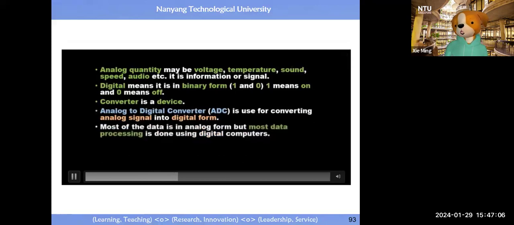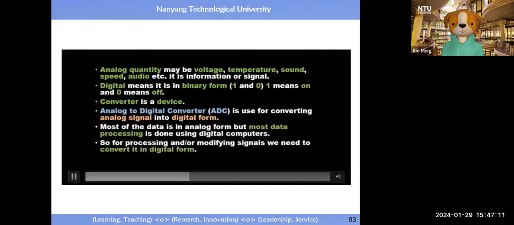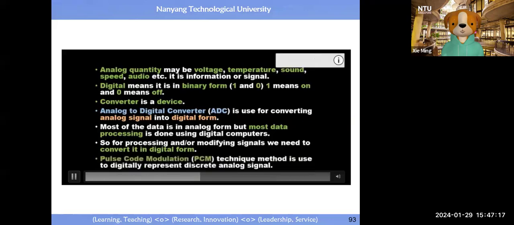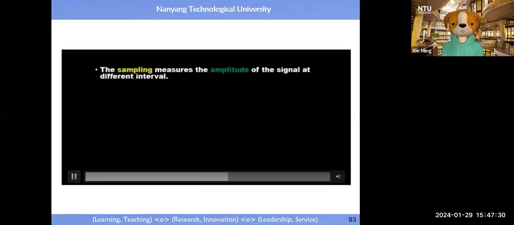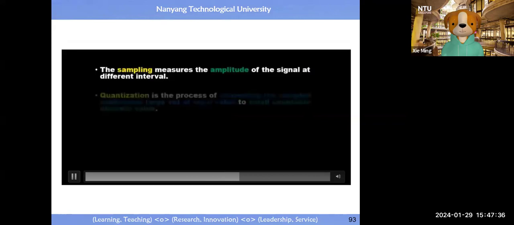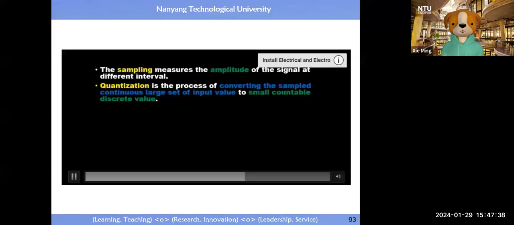Most of the data is in analog form, but most data processing is done using digital computers. So for processing and/or modifying signals, we need to convert it into digital form. Pulse code modulation, PCM, is a technique used to digitally represent discrete analog signals. PCM consists of 3 stages. One is sampling, second is quantization, and third is binary encoding. The sampling measures the amplitude of the signal at different intervals. Quantization is the process of converting the sampled continuous large set of input values to a small countable discrete set of values. Binary encoding is assigning a binary equivalent to each state of output.